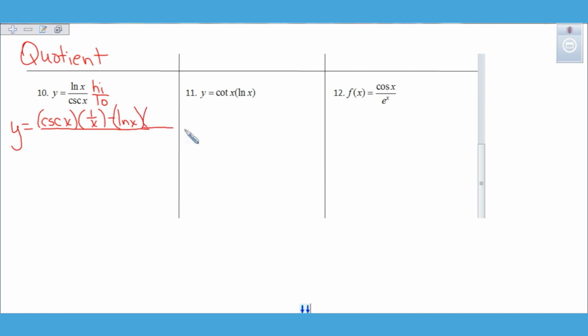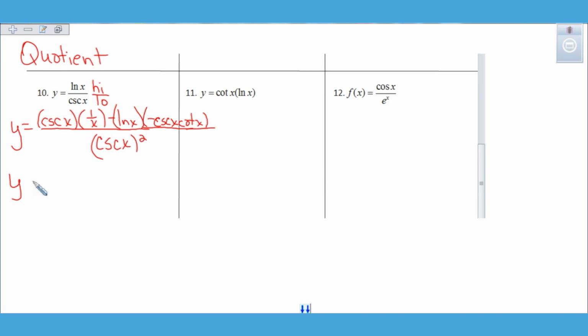D low. Now I have to know the derivative of cosecant. Because it's a C, it's negative cosecant and its buddy. That's how I remember that. Low D high minus high D low over low, so the bottom function squared.